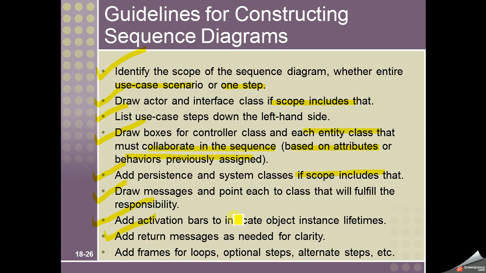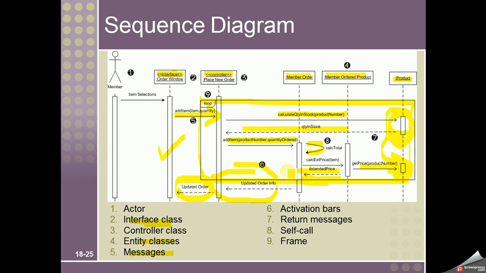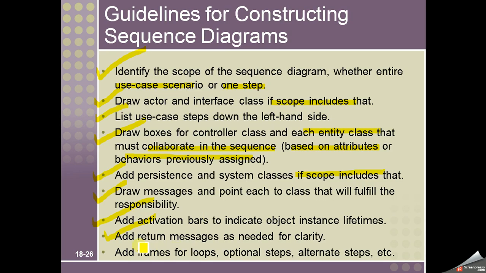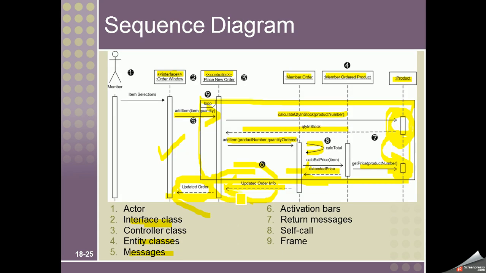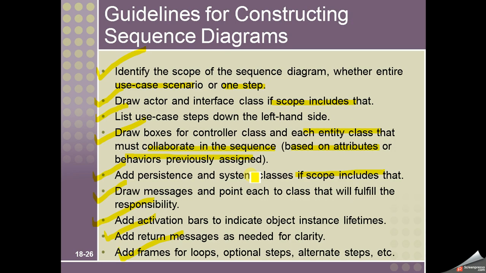Add return messages as needed. So here we have also included, like, extended price is returned, updated order information is returned, updated order is returned, and finally add frames for loops, optional steps, or alternate steps. Like here we have put this frame for a loop to loop through these add item phases, right? So these are the guidelines for developing a sequence diagram. Pretty much the same as you have done in the analysis use sequence diagram.